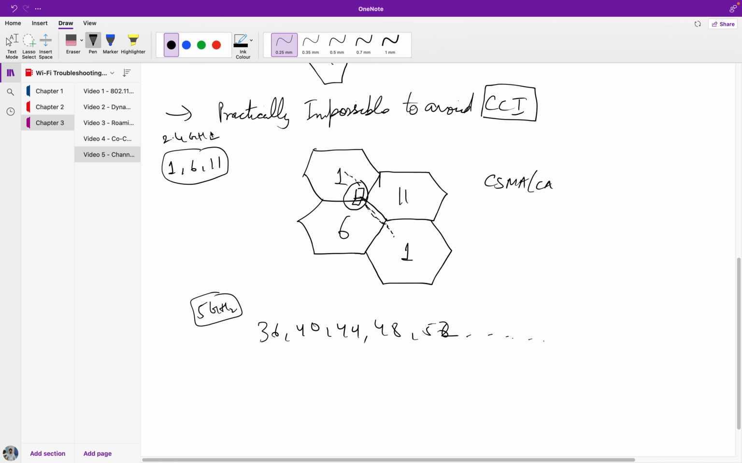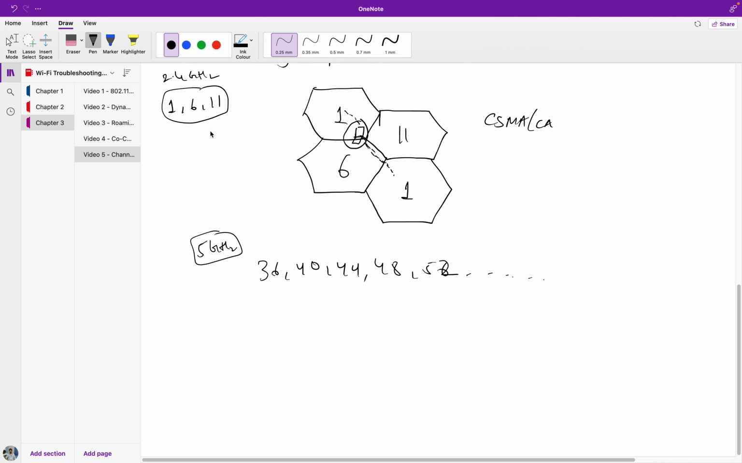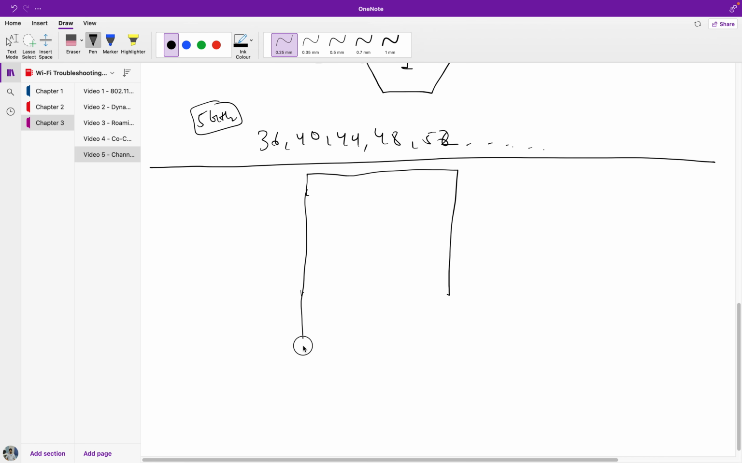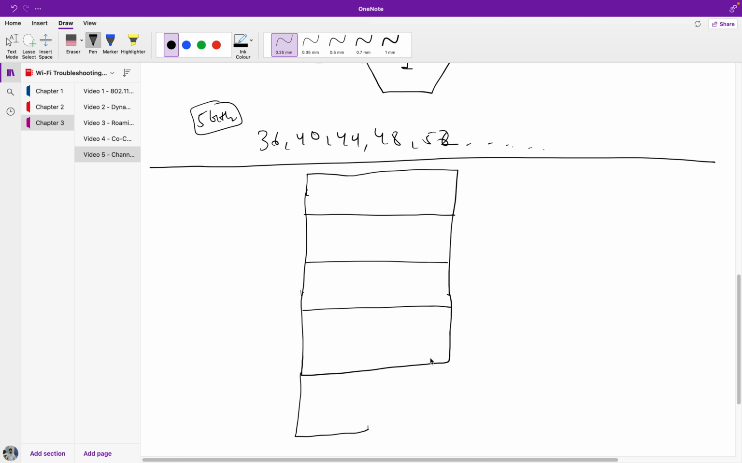Okay, now another thing that you should know, which is not usually discussed in a lot of places. Now you've done a design, you use 1, 6, 11, and usually RRM can take care of a lot of things. However, let's say you are given a building to perform a site survey. Now I'm going to give you a picture of a 3D model. So let's say this is floor number, let's make some floors here. I'm going to make one more floor, so that this is floor number 1.